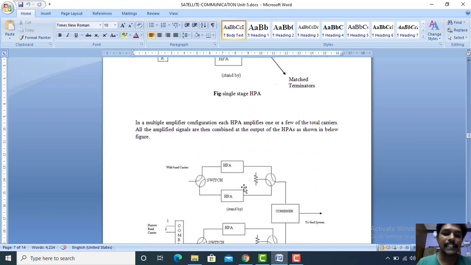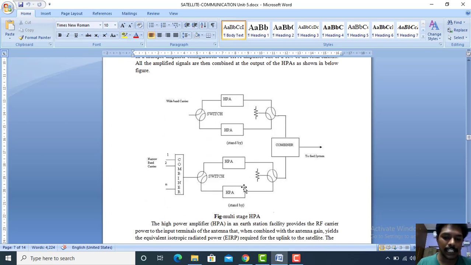The same thing is shown in the second diagram, which is called the multi-stage high power amplifier. The multi-stage high power amplifier is basically the equivalent of the single stage power amplifier, where the same figure continues n number of times.